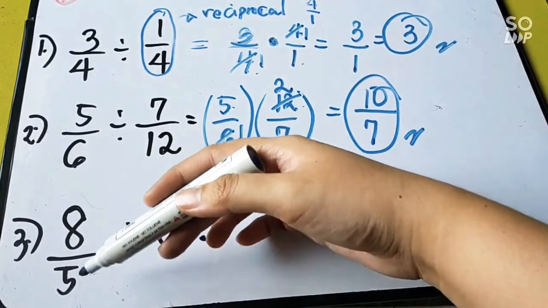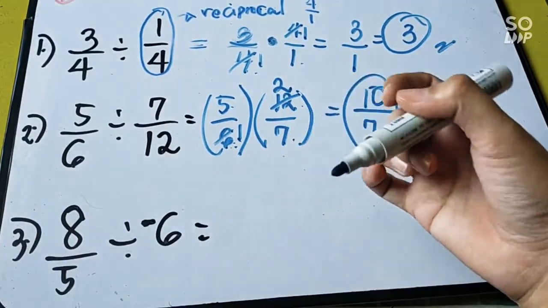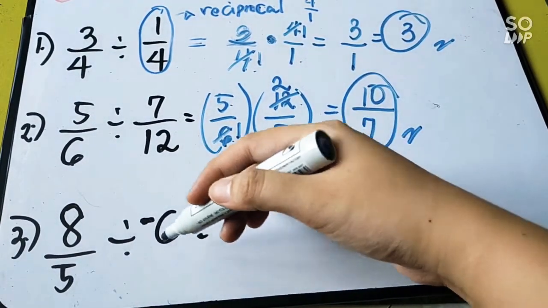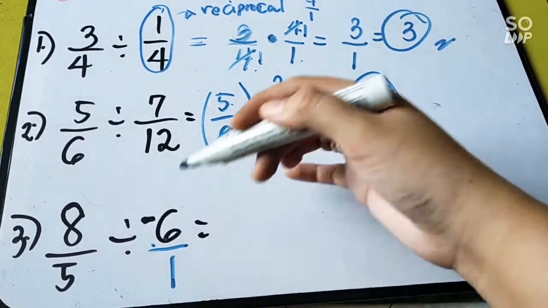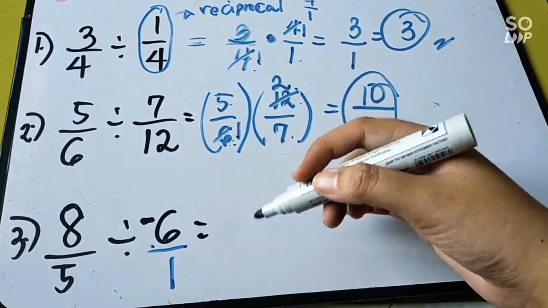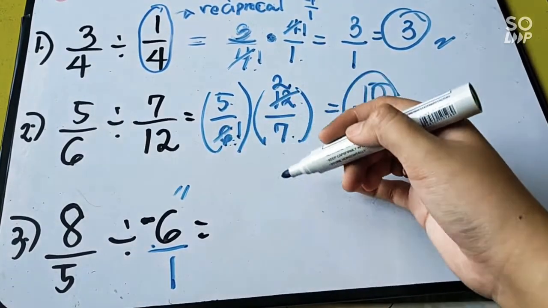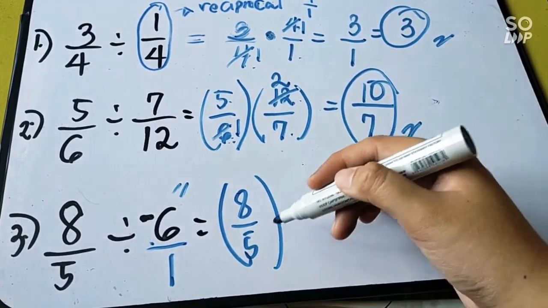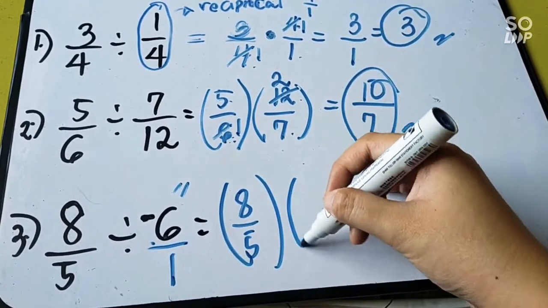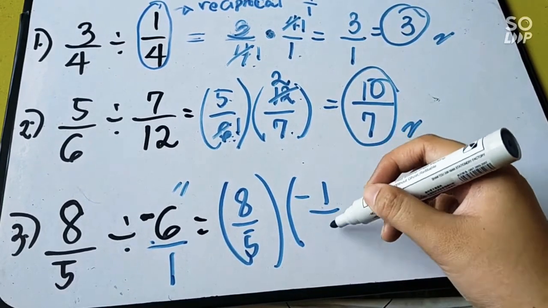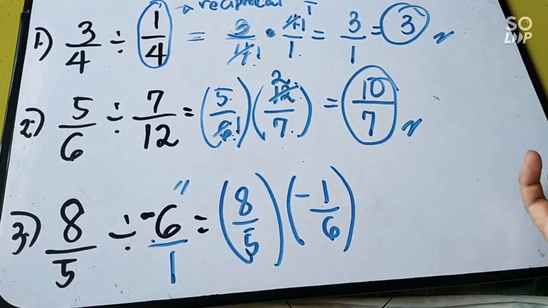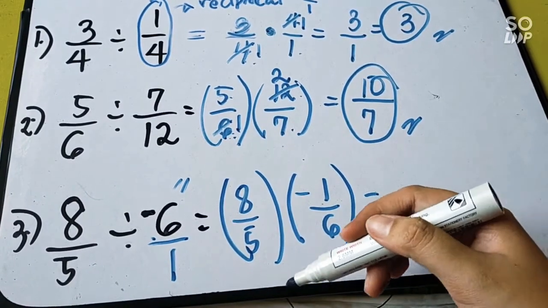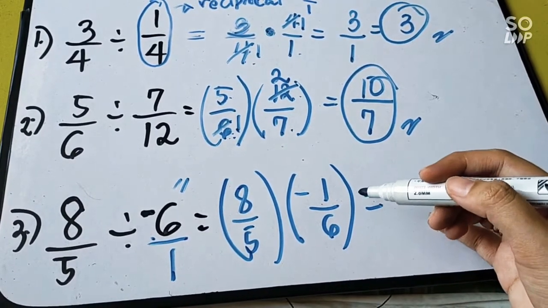Next, let's solve number 3. We have 8 over 5 divided by negative 6. Okay, so since we have here a whole number, lagay ka dyan ng over 1 para maging fraction. Then, find the reciprocal. We have 8 over 5 multiplied by reciprocal, we have negative 1 over 6. Ayan. It is equal to.